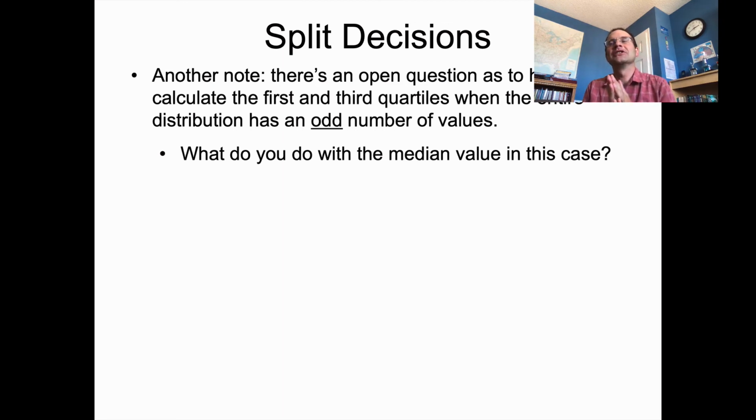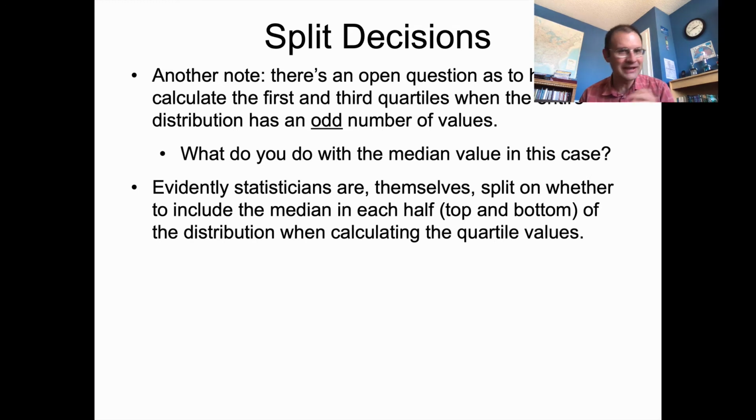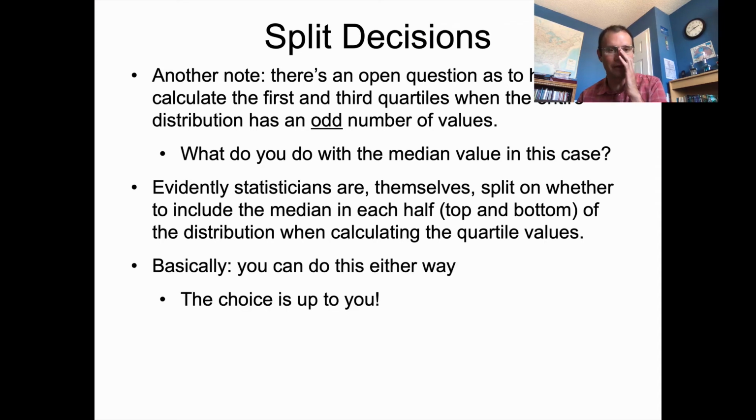Because if you just take 6 on each side and don't include that median value, it's providing you some information. You should probably include it in the calculation somehow. But then if you do, how do you assign it to one half or the other? Or do you include it in both halves? So it turns out there's no easy answer to this question. And apparently statisticians themselves, the real ones, are split on whether to include the median in each half of the distribution when calculating the quartile values. So it turns out you can do this either way, and the choice is up to you.